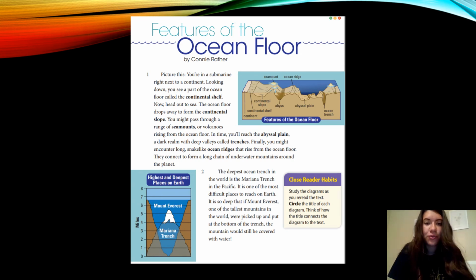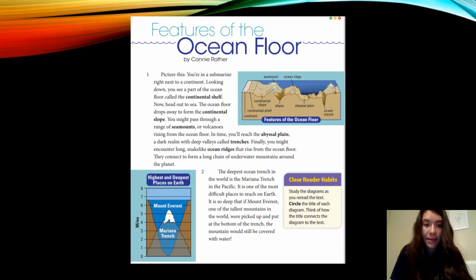Now that I've finished reading the text, I'm going to look at the diagrams. Remember, diagrams are labeled pictures. So on the top right picture, it says features of the ocean floor. You can see a picture of everything they talked about in the text. I remember the words continent, continental shelf, abyss. Now I can use them both to help me to see what it looks like.